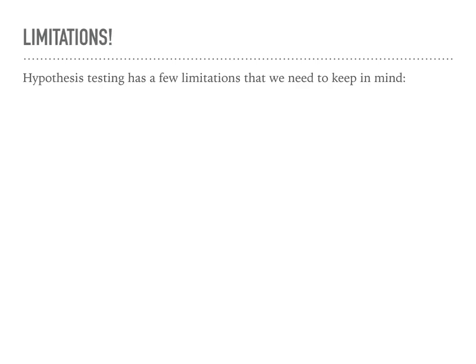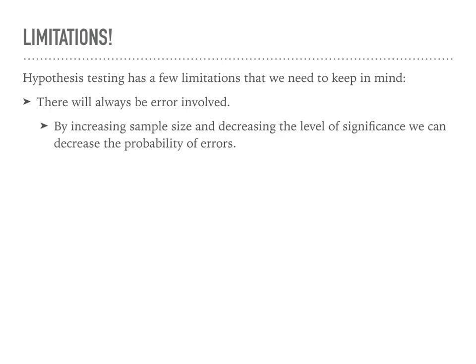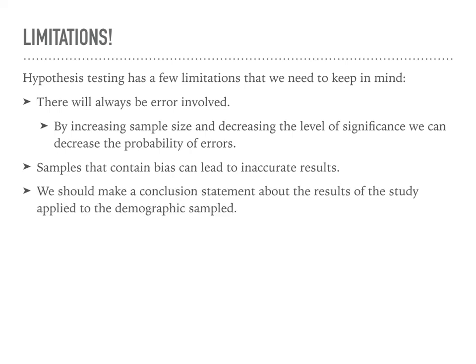Limitations. Hypothesis testing has a few limitations that we need to make sure that we keep in mind. No matter what, there will always be error involved. But by increasing the sample size and decreasing the level of significance, we can decrease the probability of errors occurring. Samples that contain bias can lead to inaccurate results, so we need to be careful about how samples are collected.